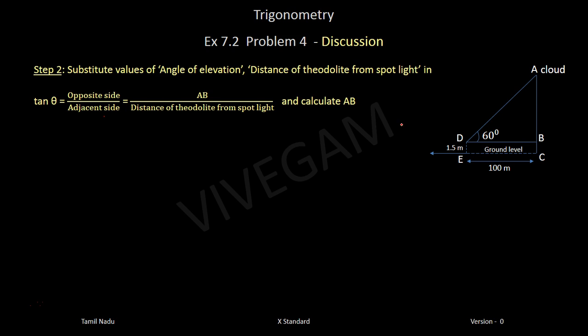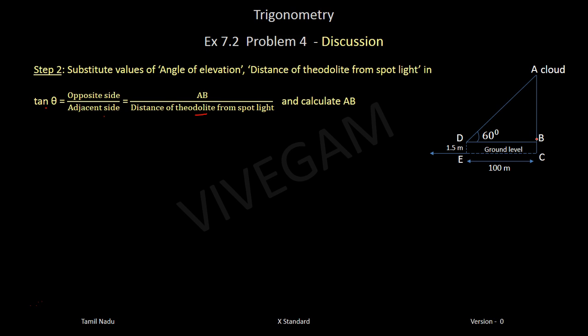Right? So in this case AB we don't know. And distance from the theodolite, we know that it is 100 meters, and tan theta is tan 60. We know the value of tan 60, that is root 3. So this is known, this is known. So from which this can be calculated. So we will be able to calculate AB. What is AB? This portion.